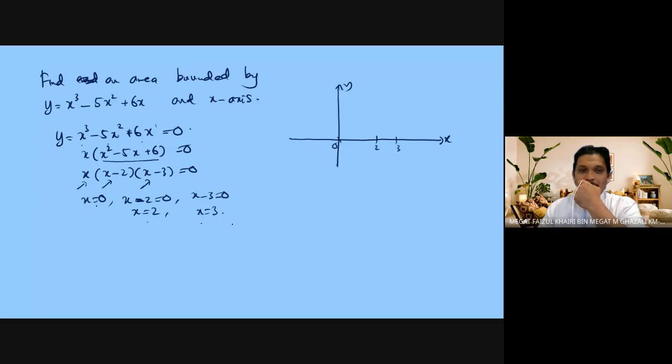The graph may be something like this. It's either this or this one. So which one? 1 or 2? Which of these is the graph for this function? Okay, I have no idea.